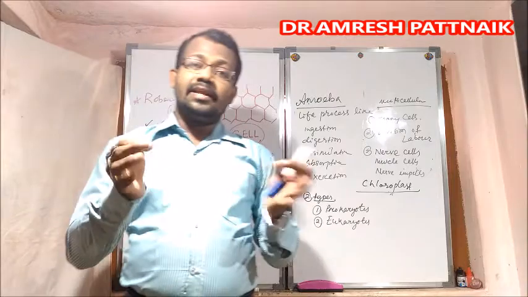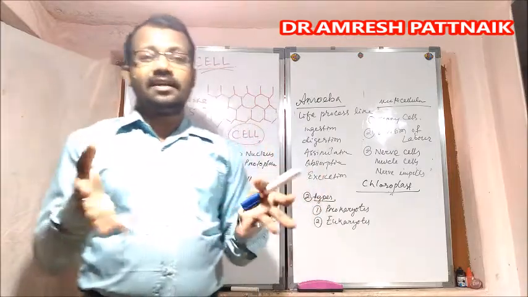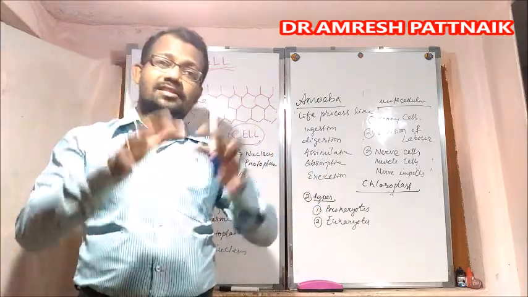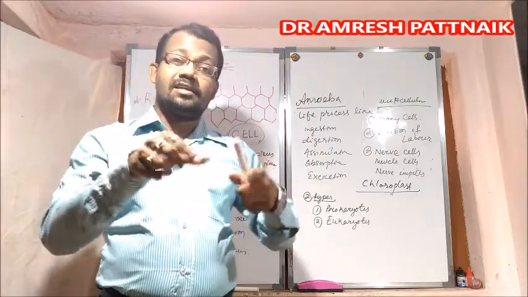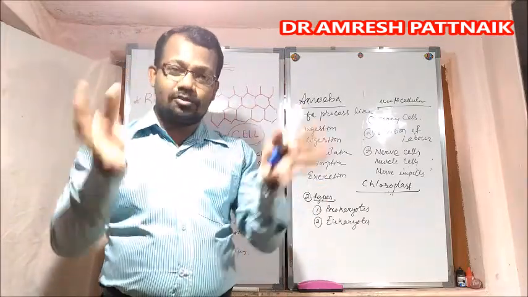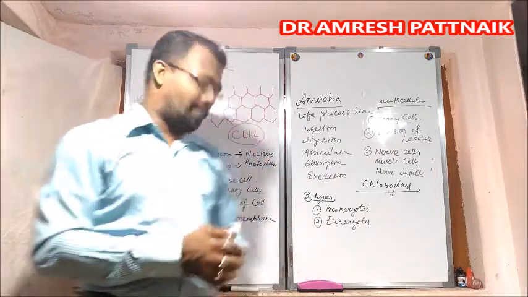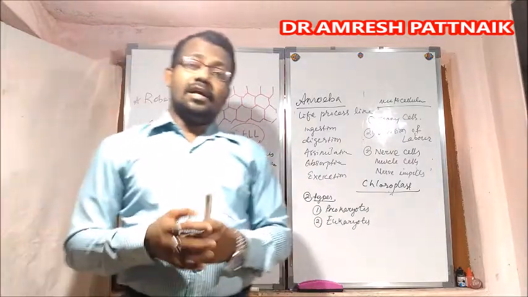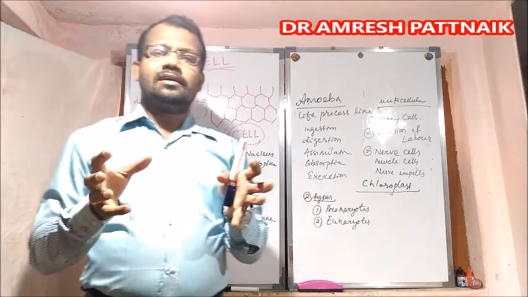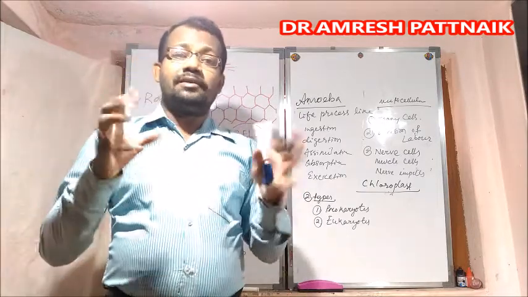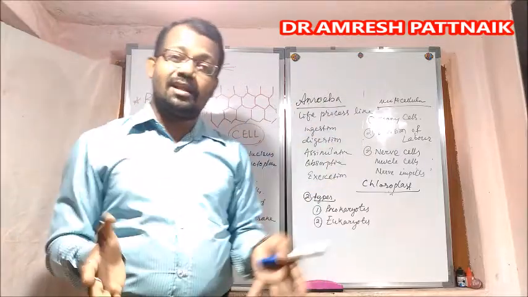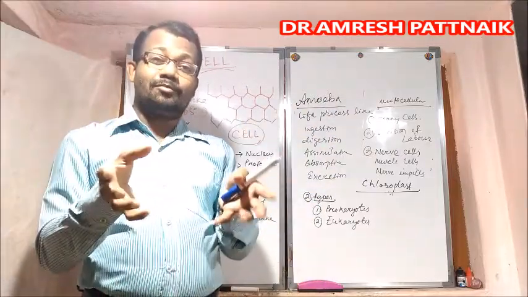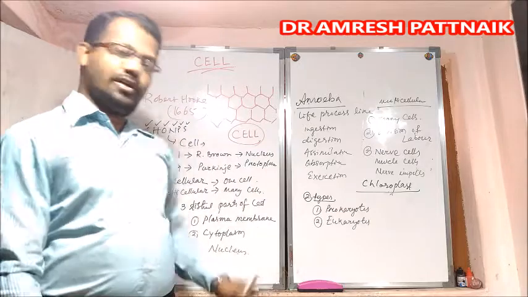Cytoplasm is the fluid present inside the cell, which makes the cellular organelles float in it. And what is the nucleus? The nucleus is the rounded, spherical, deep-colored structure, centrally placed, which controls and coordinates the whole cell.